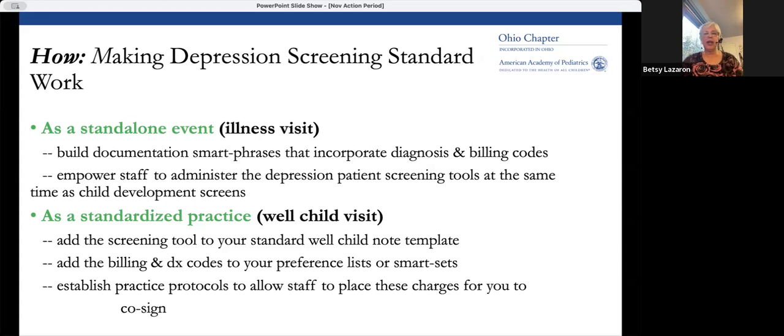Now, as a standardized practice, something that you're doing all the time by every provider, is something that you might want to put into your well child visit. There's where you want to add the screening tool to your standard well child template. You can add the billing and the diagnosis codes to your preference list, your smart sets you may be using, and then make practice protocols so that your staff feels enabled to really work at the top of their license, to start the screening process for you, to place charges for you to co-sign. So this doesn't all fall on you.